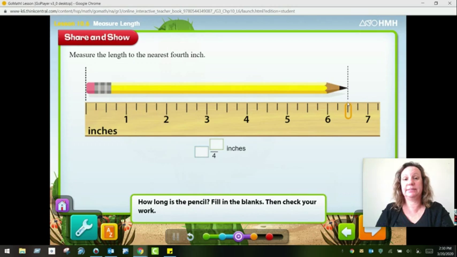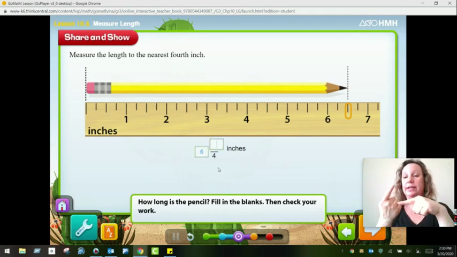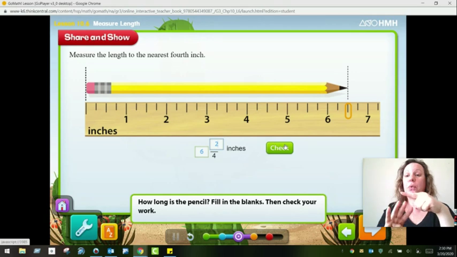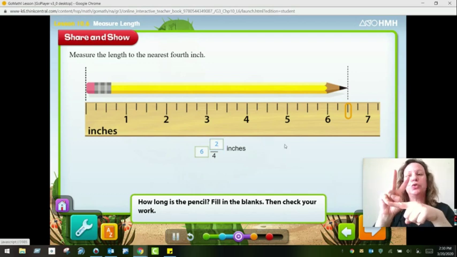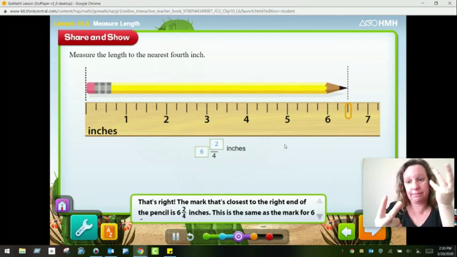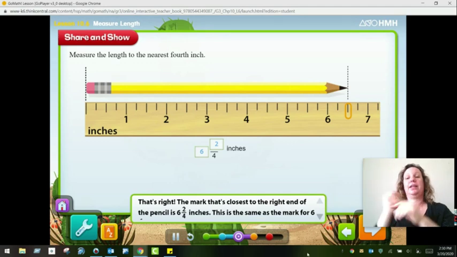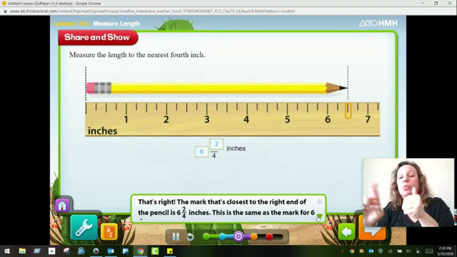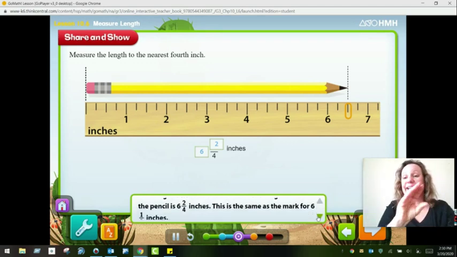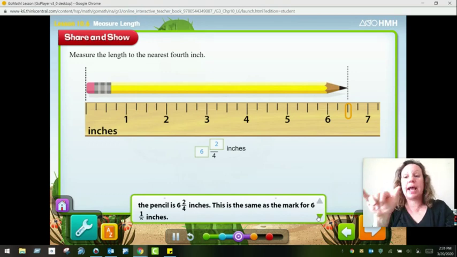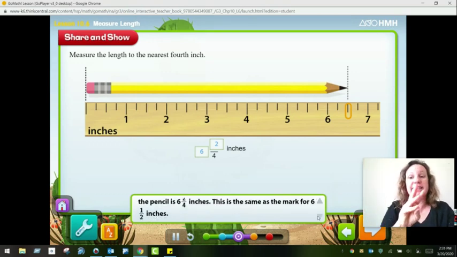Okay, so this is the halfway mark because it is 2/4. So I'm going to say that it is 6 2/4 inches, which is the same as 6.5. 6 2/4 would be the same as 6.5 inches. That's right. The mark that's closest to the right end of the pencil is 6 2/4 inches. This is the same as the mark for 6 1/2 inches.